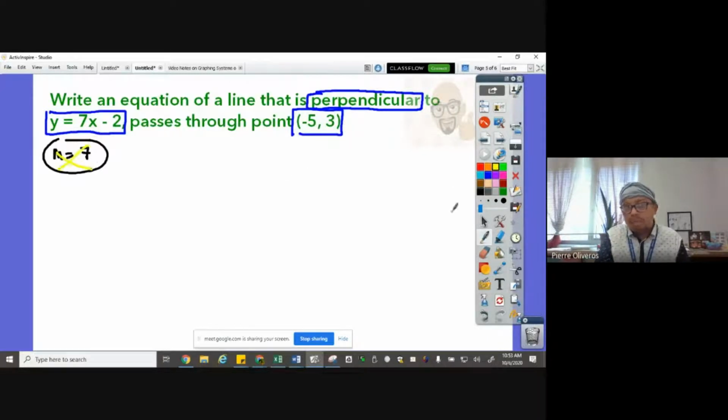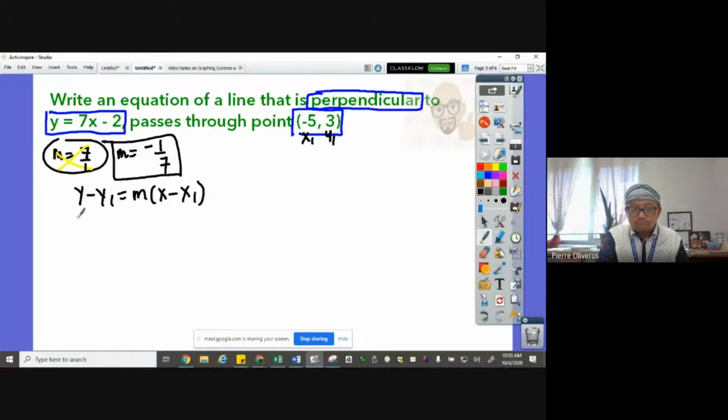What we need is a negative reciprocal of 7, which here, remember, there's an invisible 1 here, so it will become 1 over 7. Although since this is positive, so we make it negative. This is the slope that we're going to use. And the point x1, y1, for the point-slope form, y minus y sub 1 is equal to m times x minus x sub 1. Our y1 here is 3, negative 1 over 7, x minus negative 5. Again, two negatives will turn to be positive, so this will be positive here.